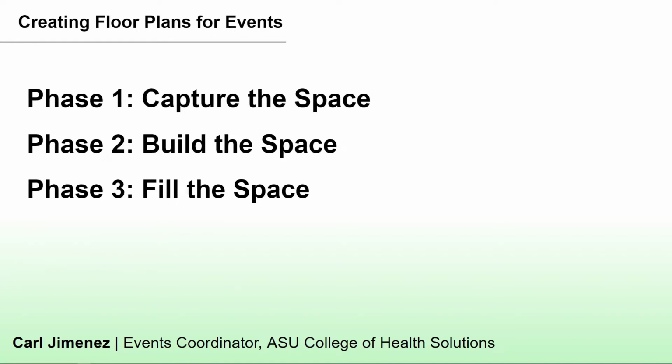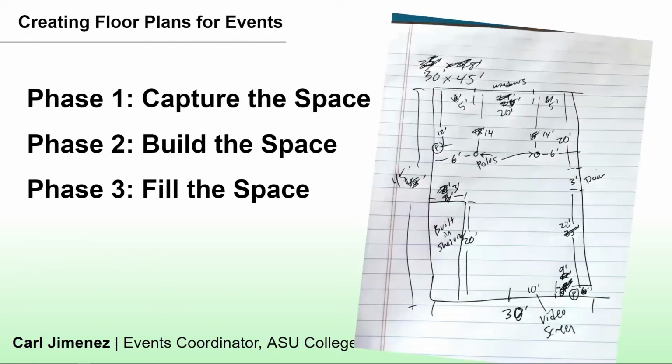So again, phase 1 of this training was capturing the space. This is phase 2, building. And then phase 3 will be where we fill the space, putting in the tables and decorations and things like that. In phase 1, we did a sketch, and this is the sketch that we did of the room, where we measured the space itself and some of the things like the doors and the windows, and measured how far they were from different walls and that sort of thing.